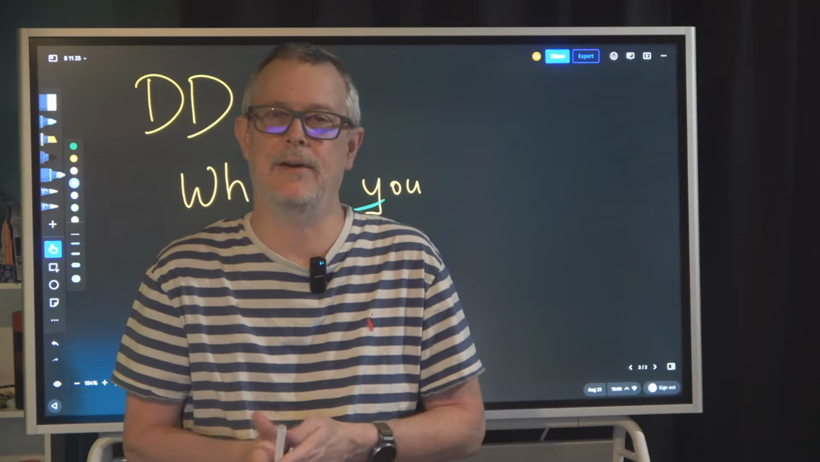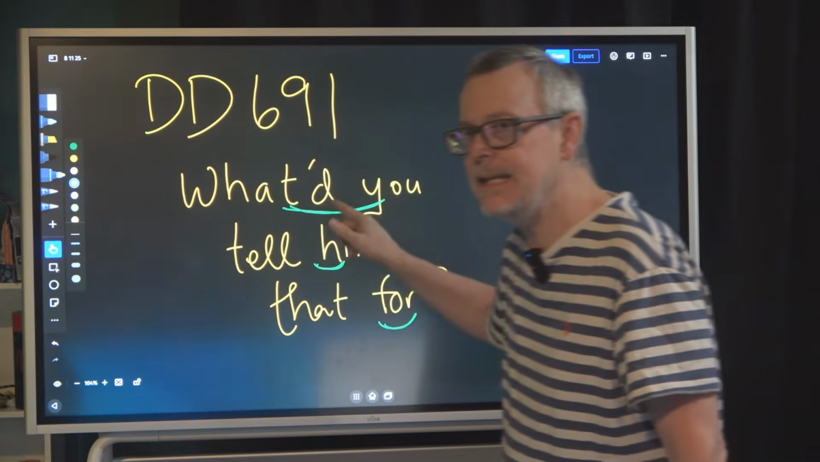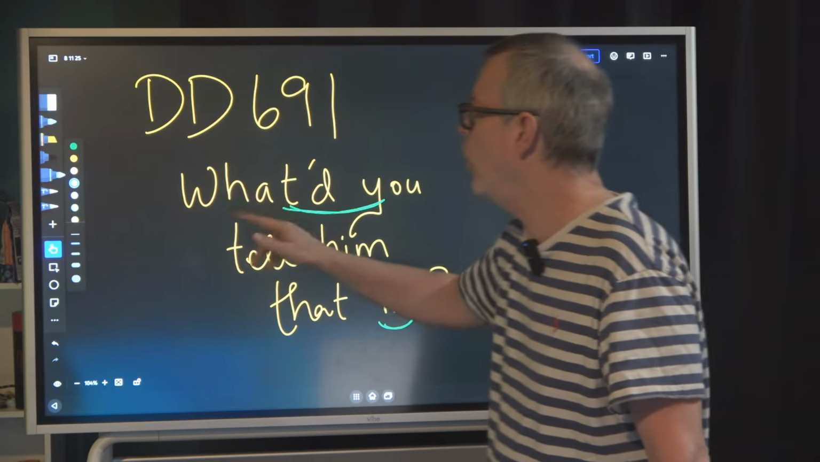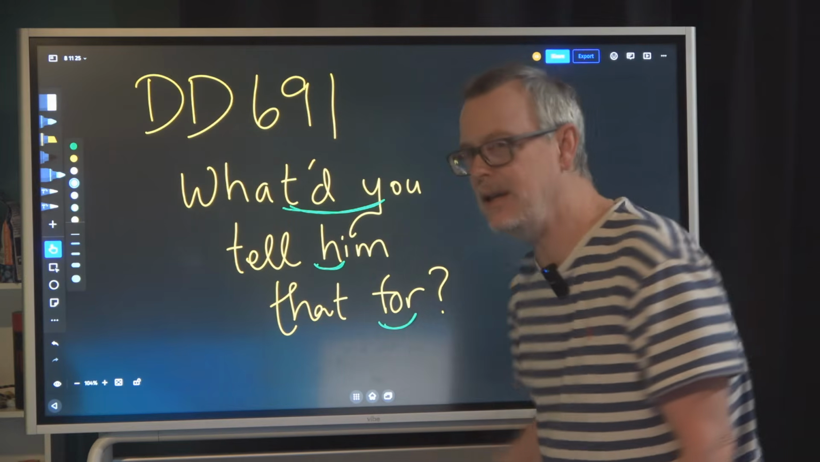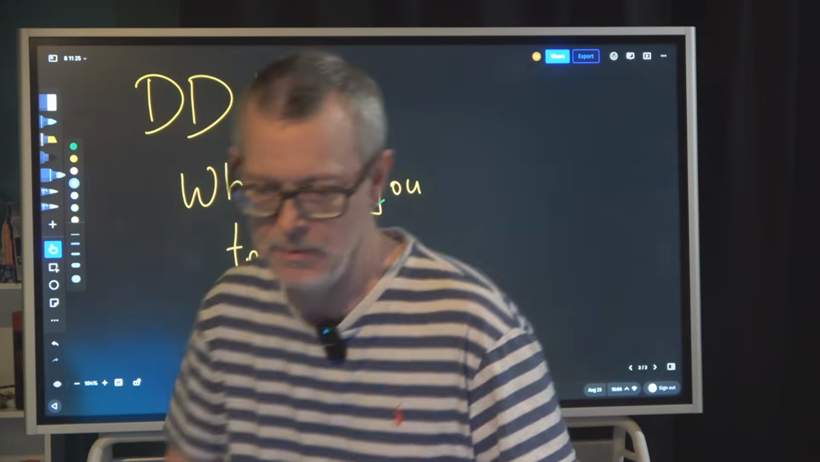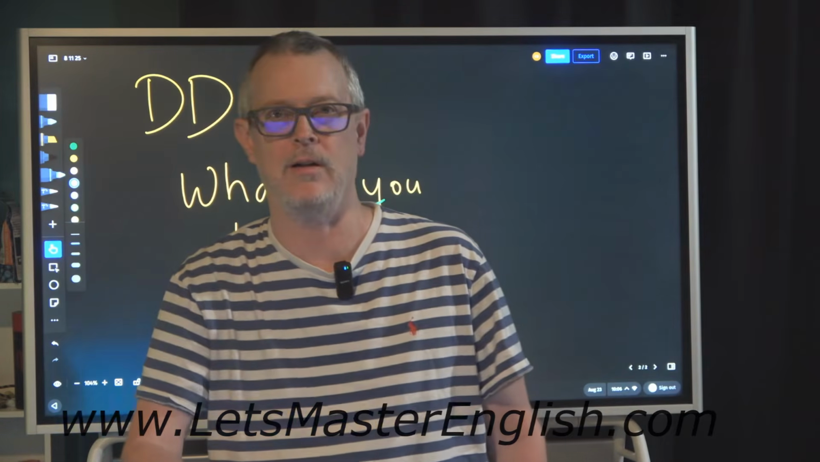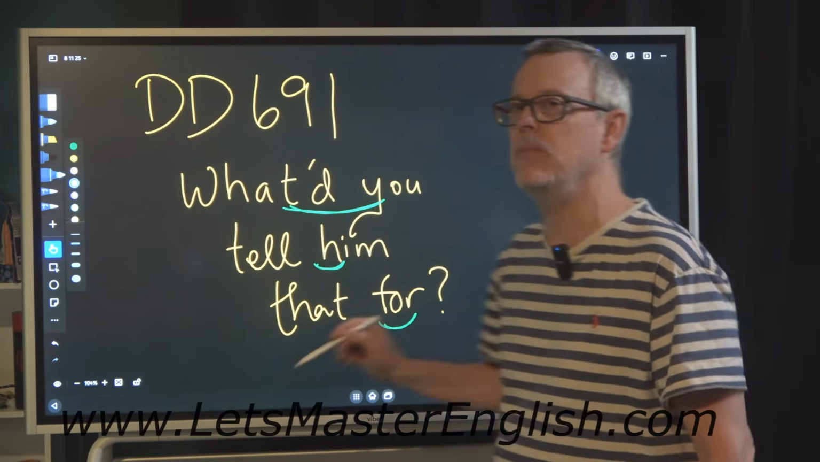Oh, this was really tough. But actually, it's not too bad. What did, it's did, not would, should, could, it's did. What did you, that's 2 words, tell him that for? And I got to turn off my monitors here. What did you tell him that for? There, now we'll have no reflection. What did you tell him that for?